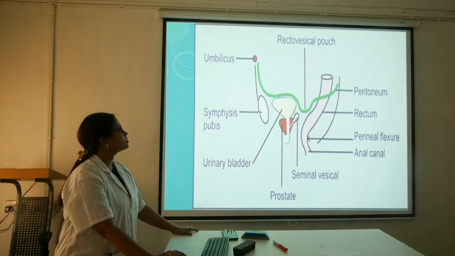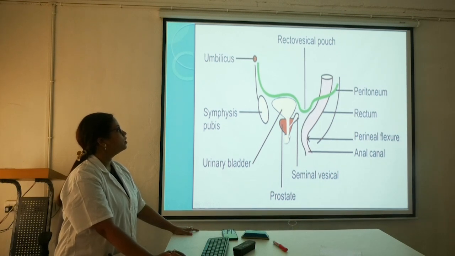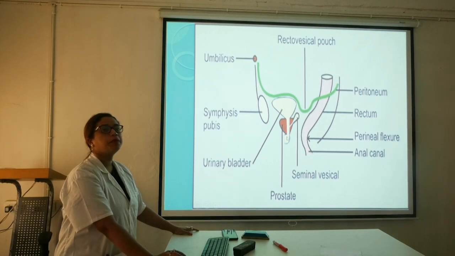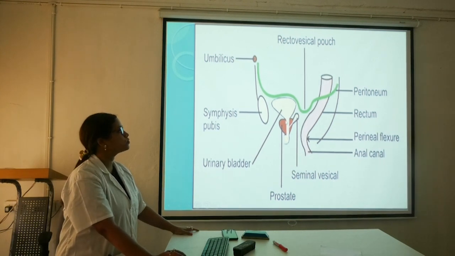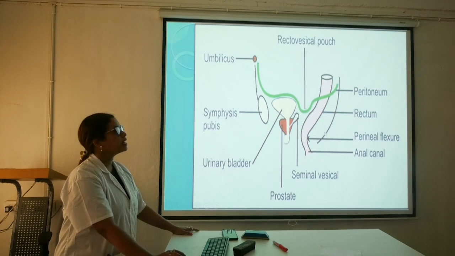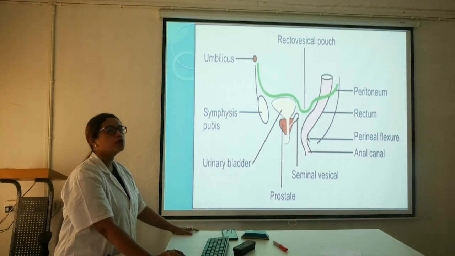So anteriorly, this is the symphysis pubis. Okay, this is the urinary bladder. So which pelvis is this? Male pelvis. Okay, because you could see this is the prostate. Okay, and this is the seminal vesicle. So see this level. This level is between the rectum and the anal canal. So this is known as anorectal junction. I told you yesterday, it corresponds to the apex of the prostate gland.